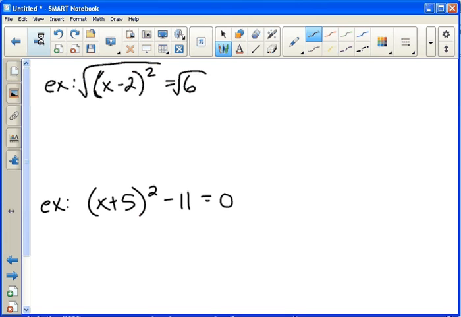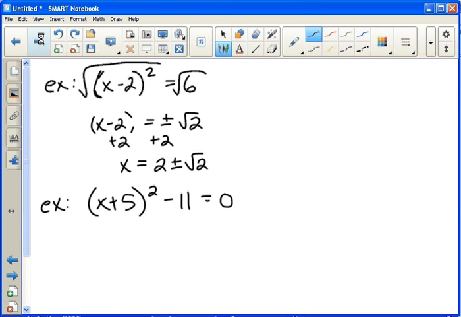So I get x minus 2 equals plus or minus the square root of 6. And then I add 2 to both sides. Again, we just do the opposite. It was x minus 2, so we are subtracting 2. So to get rid of it, we had to do the opposite, which is add 2. So that gives us x equals 2 plus or minus the square root of 6.